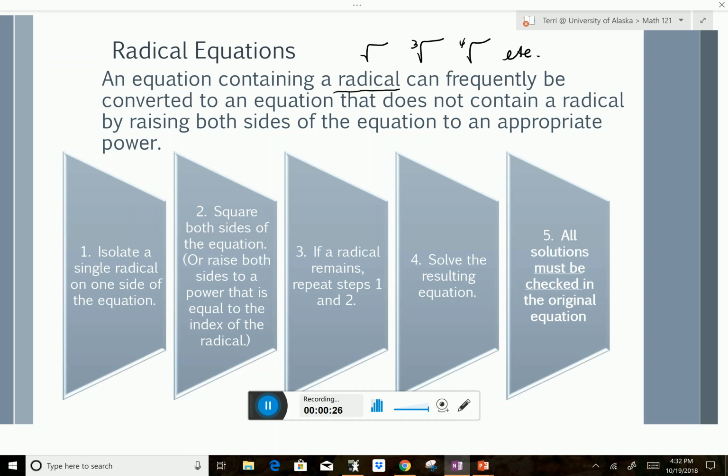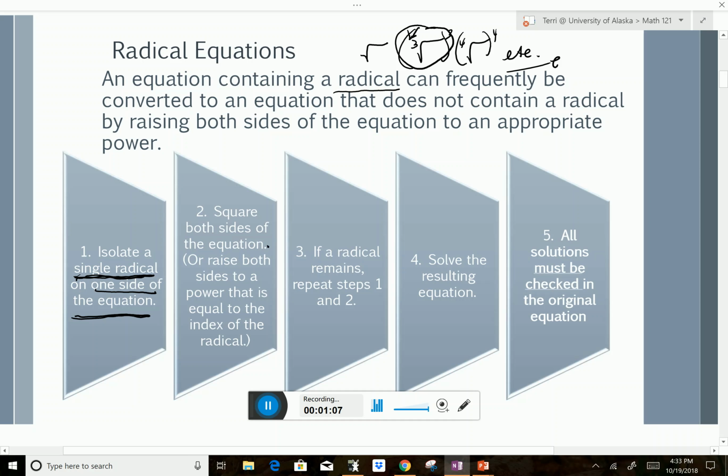So this is kind of a series of steps to do. Number one, we're going to isolate a single radical on one side of the equation. Sometimes there are two. If we only have one radical, it's pretty simple. We put the radical on one side. Then we're going to square both sides of the equation, or raise both sides to a power that's equal to the index of the radical. The index is this number right here. So if we have a cube root, of course, then we would raise this to the cube. This we'd take to the fourth power, etc.